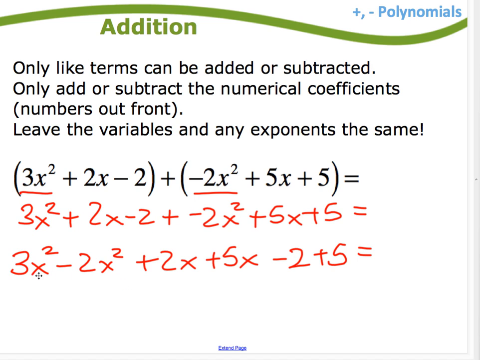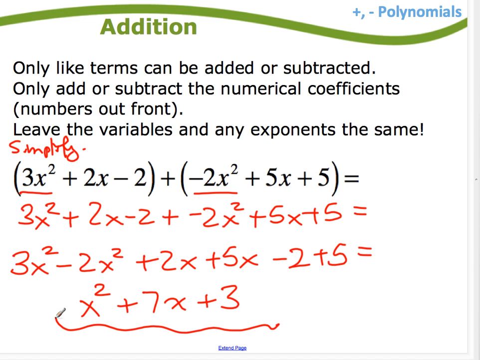And then you can simplify. That's always when you have these kind of questions, the instructions are to simplify. So 3 minus 2, that'd be 1x squared, 2 plus 5, that'd be plus 7x, and minus 2 plus 5 would be a positive 3. So this would be my simplification of these original 2 trinomials. Notice I didn't solve for x. I'm not looking to solve an equation. All I'm doing is simplifying.